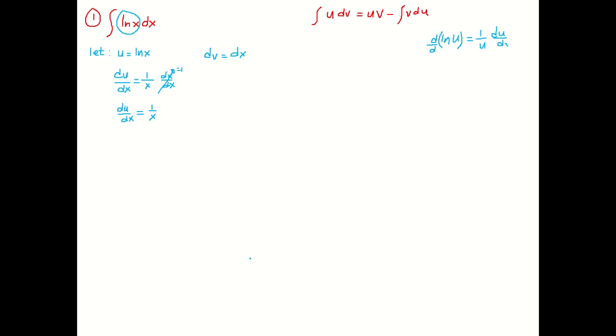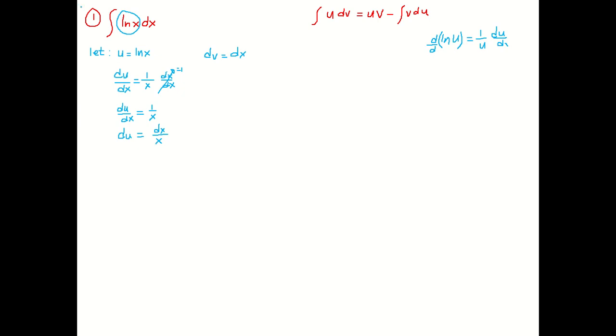And solving for du, since we let this one as our u, it must be du. So we have to find dx in terms of du. So we have du equal to, multiply both sides by dx, so we have dx over x. So you can write this as 1 over x times dx. So they're just the same, class.